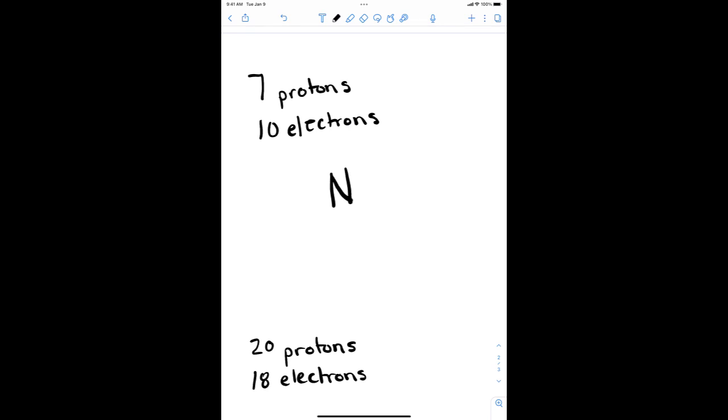Now we need to figure out what is the charge on that nitrogen. Well, there's 7 protons, and each one of those has a plus charge. There's 10 electrons, and each one of those has a negative charge. And so when we add these up, we get a charge of -3. We can write that up in the corner to represent the charge. Now you might see the charges on ions written as either -3 or 3-. Either one of those is perfectly acceptable, and I would take either one.